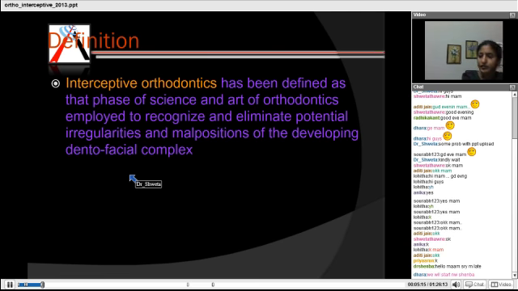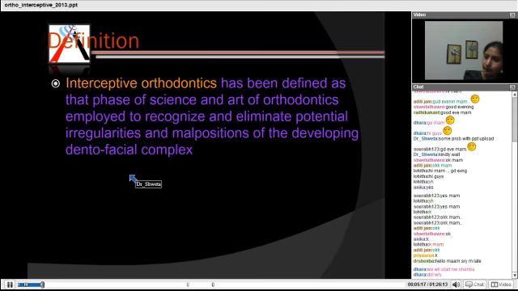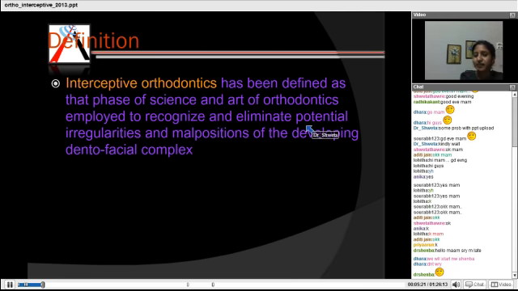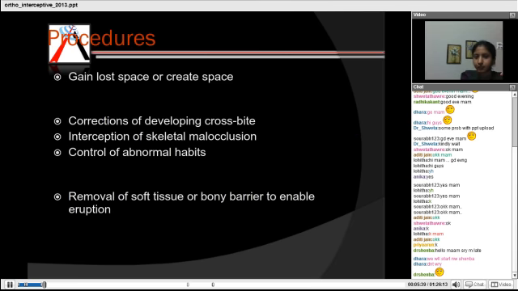Okay, so the first part is interceptive orthodontics. What exactly is it? There already some amount of problem has occurred and we are going to go and intercept it. Here only we are going to go and stop it, so that the patient does not need a corrective orthodontic. Here only his orthodontic problem is solved. Okay, that is interceptive orthodontics.